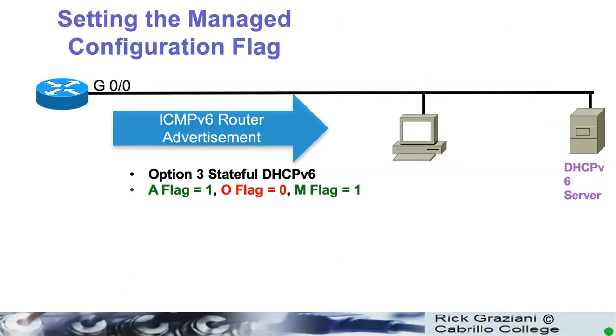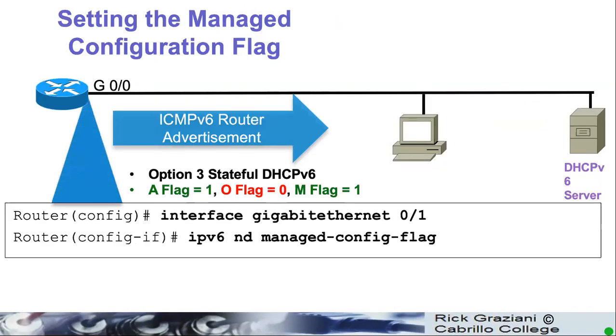Okay, so setting the M flag to 1, we do that with the IPv6 ND managed-config-flag command. Putting a no in front of that will set it back to 0. The O flag is ignored at this point with the M flag set to 1.